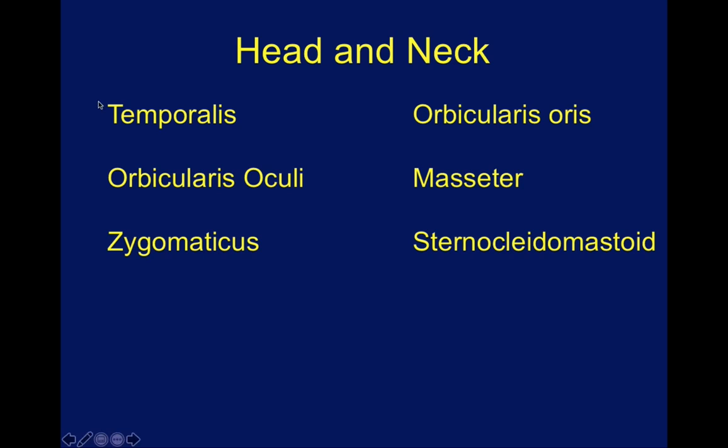The temporalis muscle, orbicularis oculi muscle, zygomaticus muscle, orbicularis oris muscle, and masseter muscle are all found on the head. And each of these names will give us some insight about where these muscles are, what they look like, and what their function is.